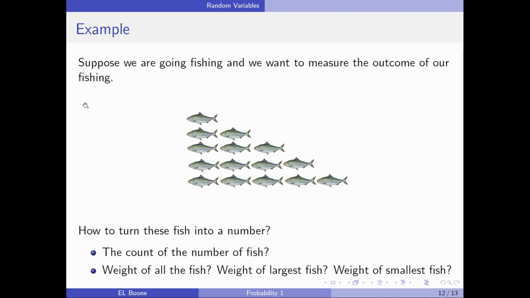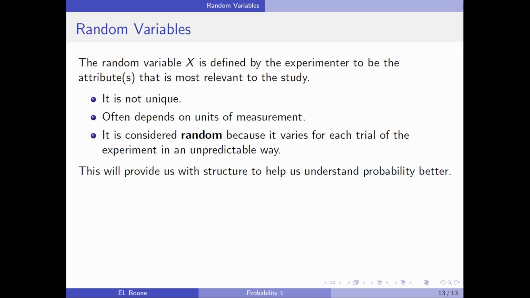Or we could put them all together and weigh them all together, right? Throw them all in a net and measure them. Or we could do the weight of the largest fish or the weight of the smallest fish. Okay, the point here is how do we turn it into a number? And something we need to know is that a random variable X is defined by the experimenter to be the attributes that are most relevant to the study. So it's not up to the statistician to pick. Okay, it's up to the experimenter. What's relevant to them, not relevant to the data that they may have been handed off from someone else.